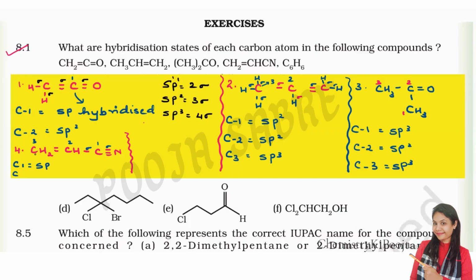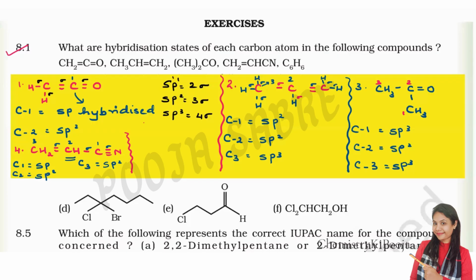C2 has 3 sigma bonds: on the right hand side 1, this is 2, and the third one with the hydrogen. So 3 sigma bonds means it is sp2. And C3, how many sigma bonds does it have? Again, it is sp. Clear? So this is how we are going to answer.